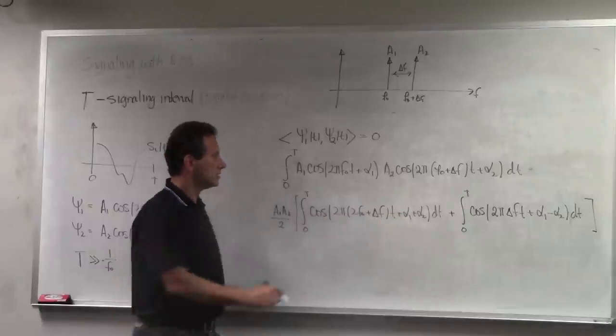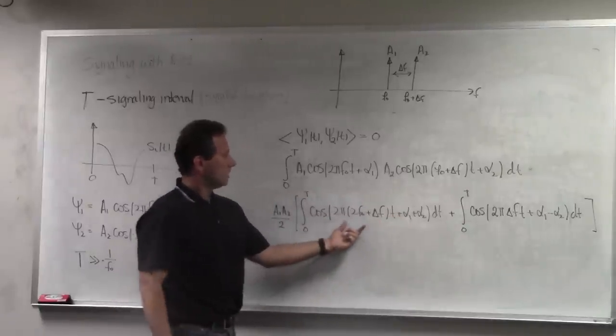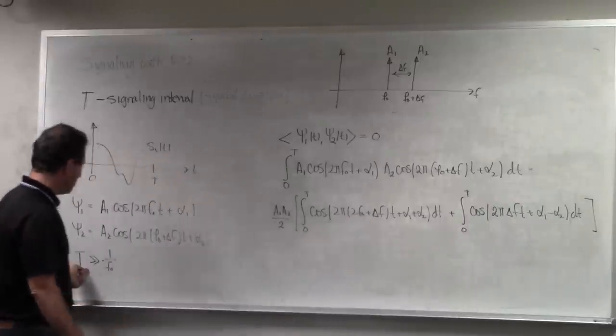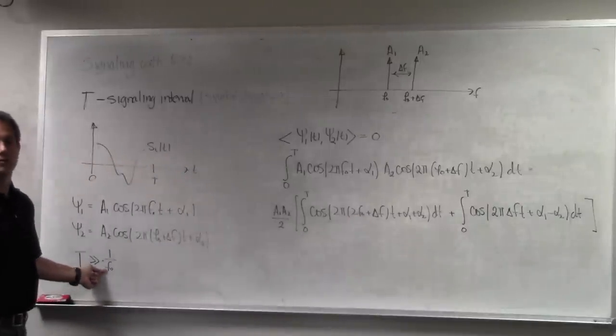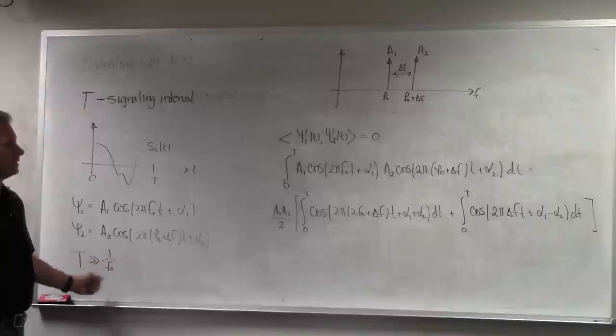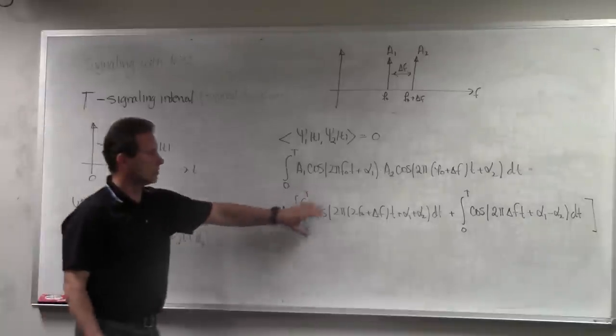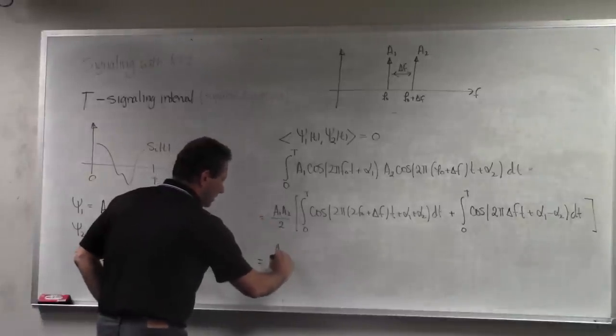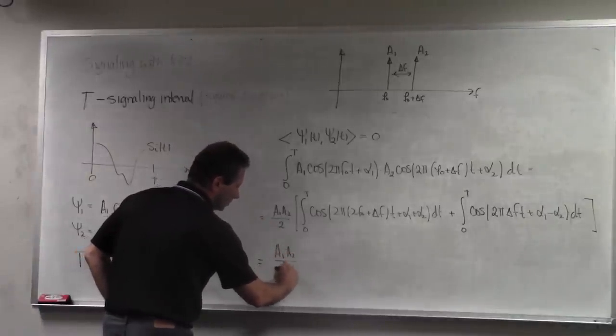Zero, right? So this one is either exactly zero if the T is an integer multiple of 1 over f0. But even if it's not, since this is much greater than this, then this is very, very close to zero. So taking this into account, then I have a1 a2 over 2.